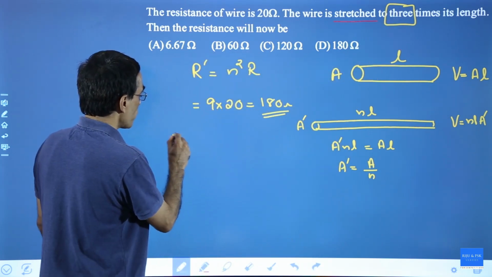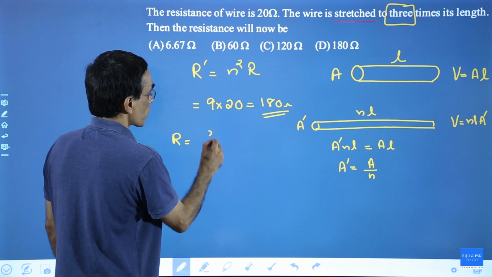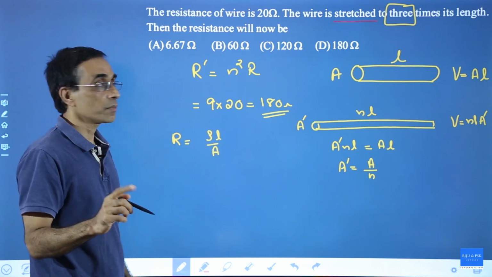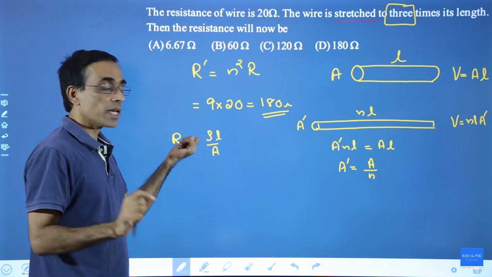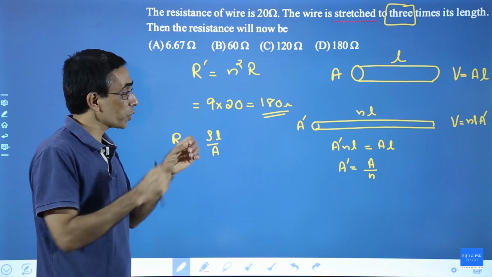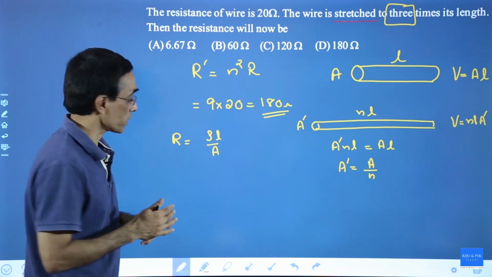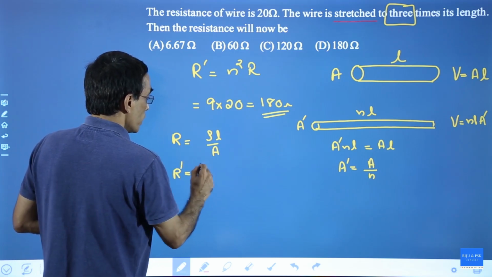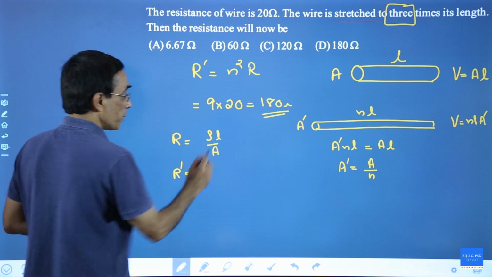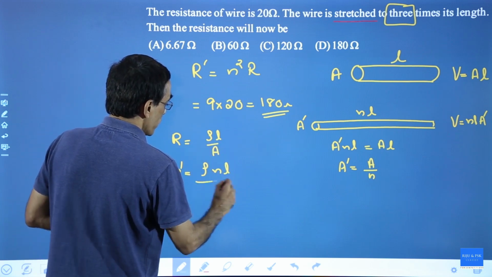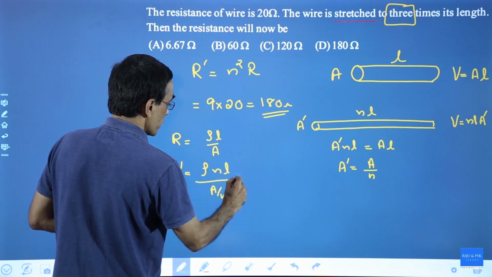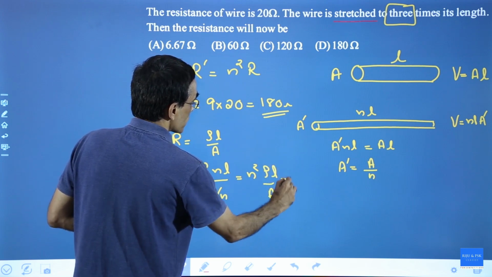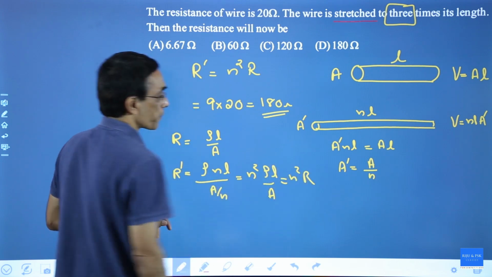So what is the equation for the resistance in the beginning? That was rho into L by A. Rho will not change because the material will not change. There can be small changes in rho due to change in temperature, but that is neglected. So what is the new resistance R dash? R dash is equal to, rho remains same, L became NL, A became A by N. So this gives you N square into rho into L by A, which is nothing but N square into R.